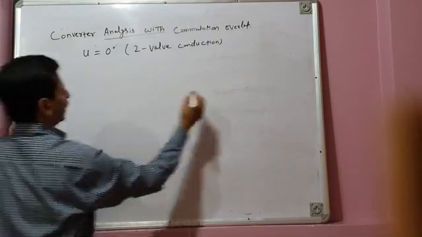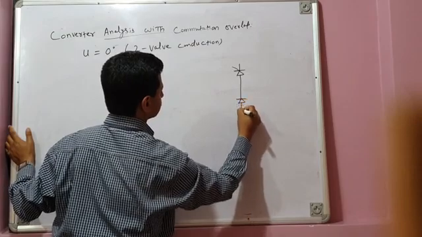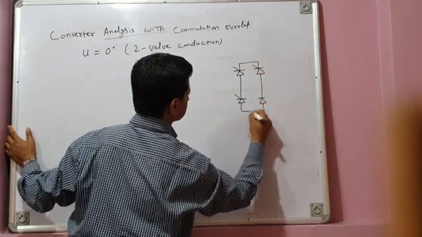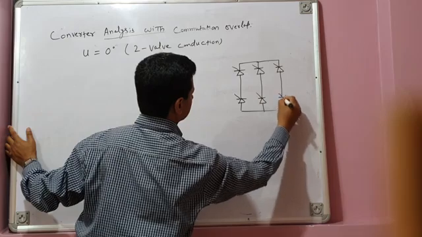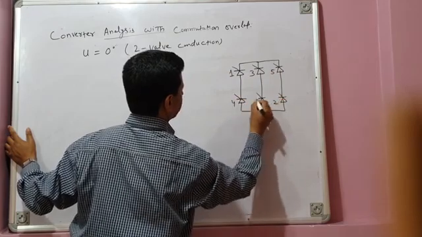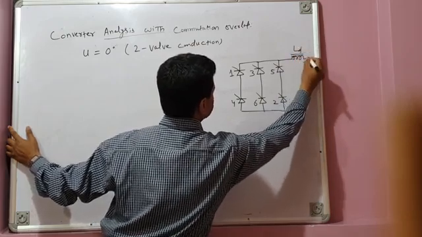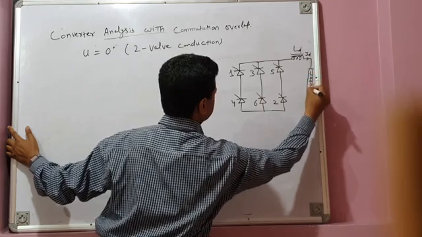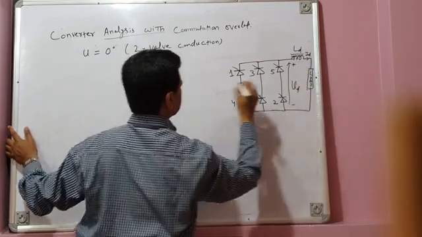And you know this, let me draw the power circuit diagram of converter first. This is valve 1, valve 3, valve 5, 2, 4, and 6. This is DC side inductance LD, and this is DC side current ID, and this is our load. The load voltage is plus minus VD. This is positive bus, this is negative bus VD.